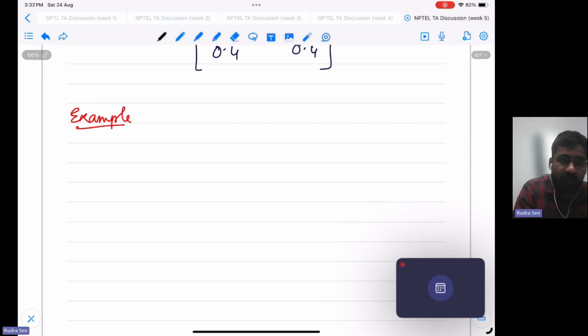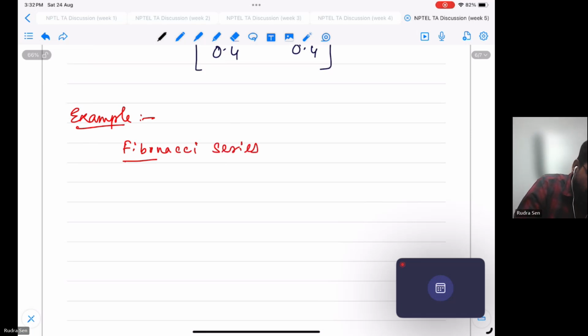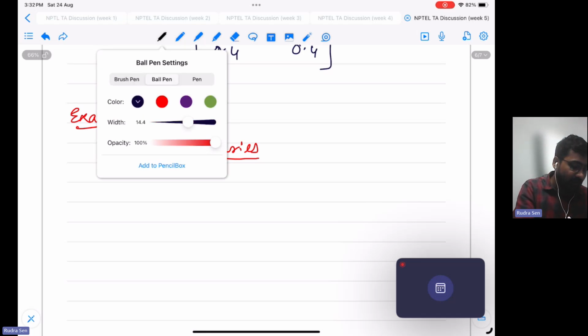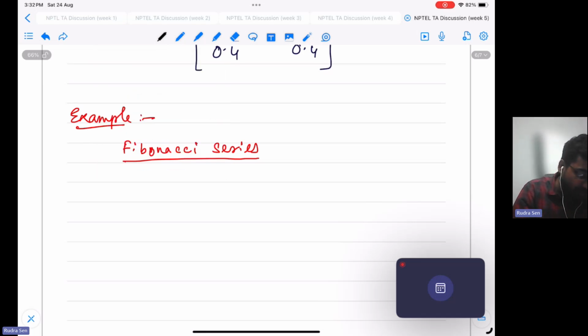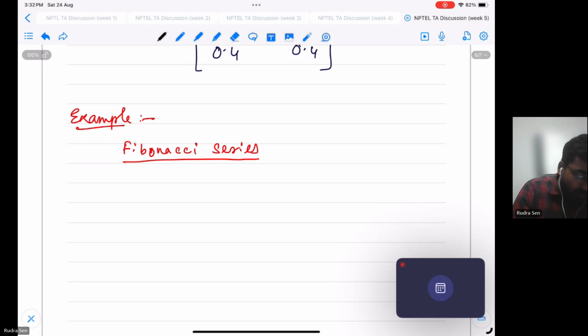So the next example I'm going to talk about is the Fibonacci series. Let's say we are given 0 and 1. Now we can find the Fibonacci series.